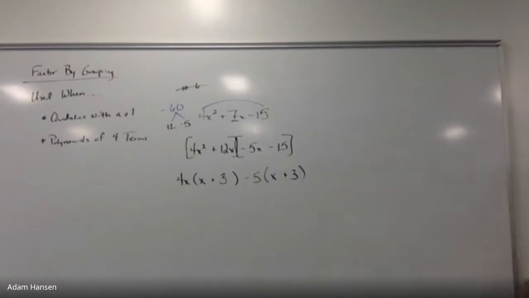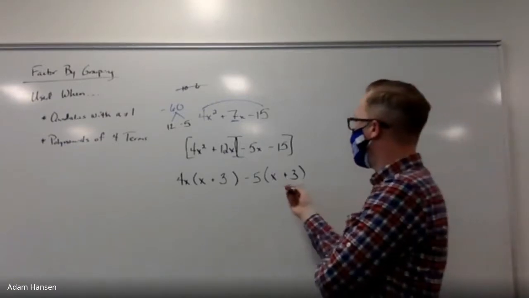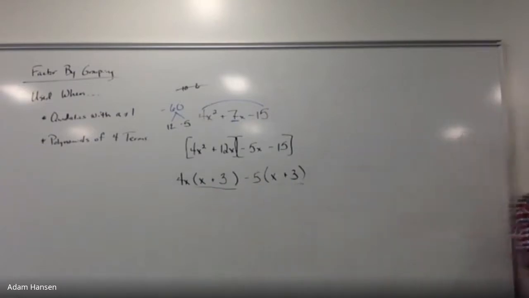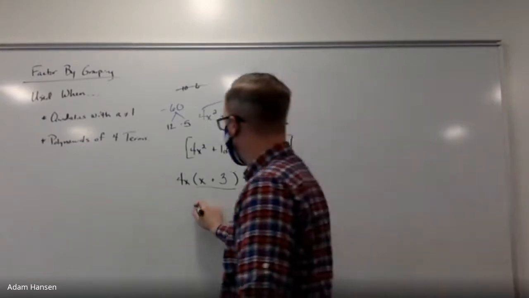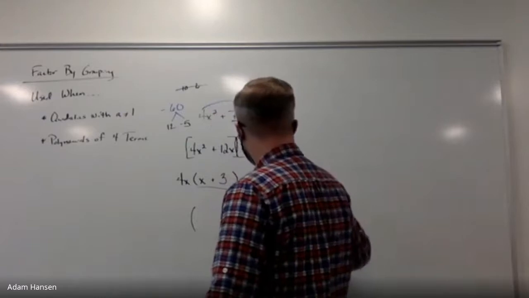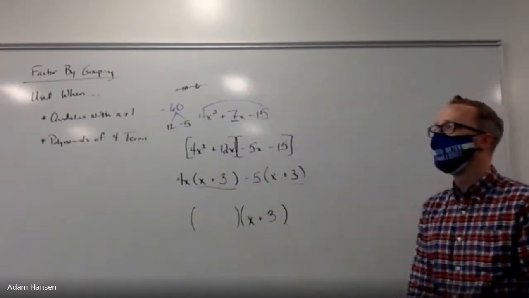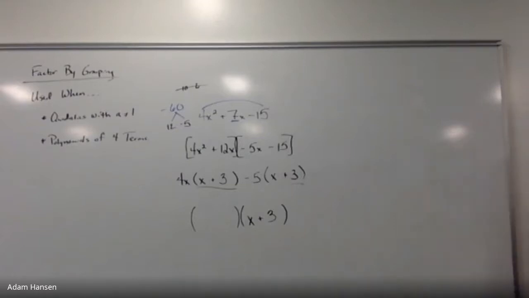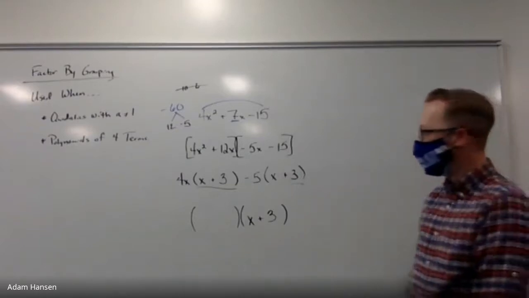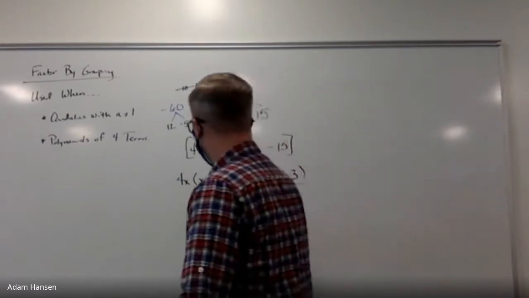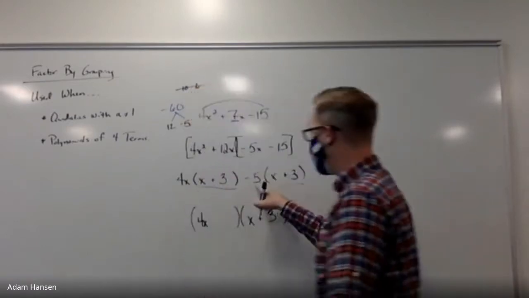Notice how it's the same factor twice. One nice thing about factoring by grouping is you're going to get the same factor twice after you take out the GCF from each of the 2 pairs. When I write my final answer as two separate quantities, one of them is the x plus 3. The other is what's multiplying times x plus 3. What's multiplying times x plus 3 here? 4x. What's multiplying times x plus 3 here?